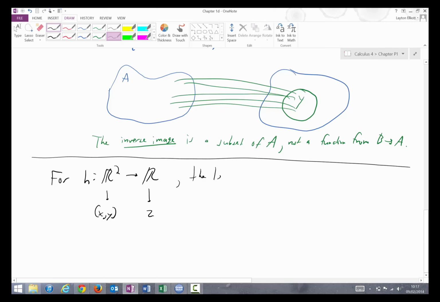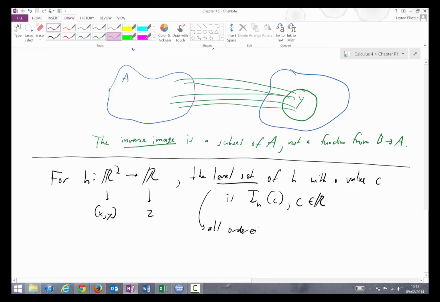The level set of h with a particular value c is the inverse image of h on c, where c is an element of the real numbers. Now what that means is the level set is all ordered pairs, and this is the level set of this particular one, but all ordered pairs that yield a particular constant value c.